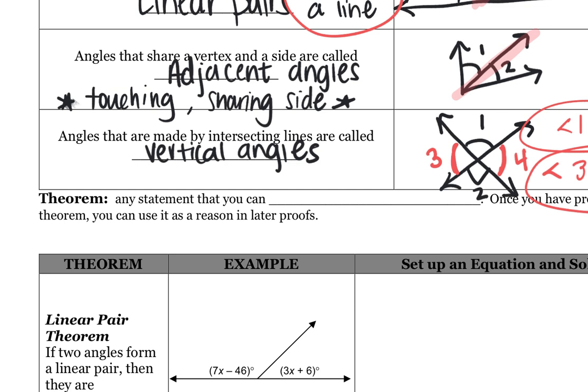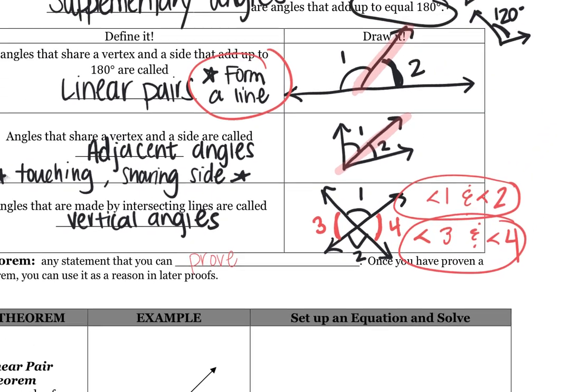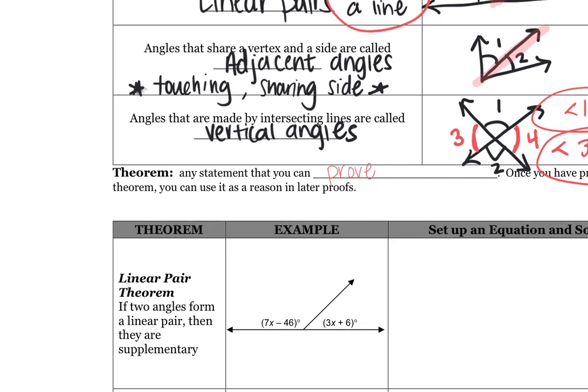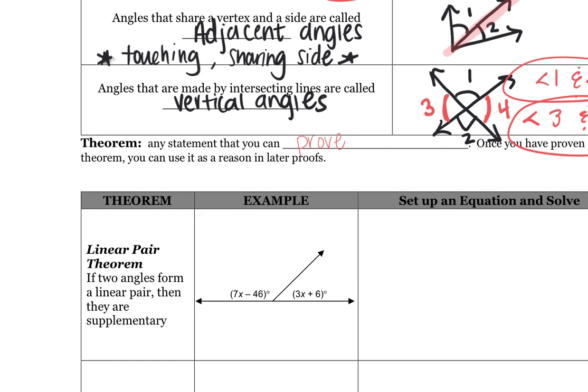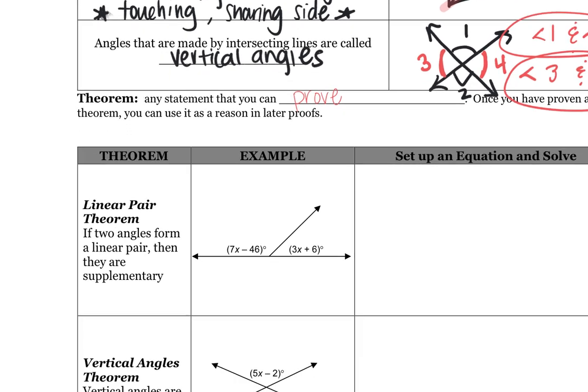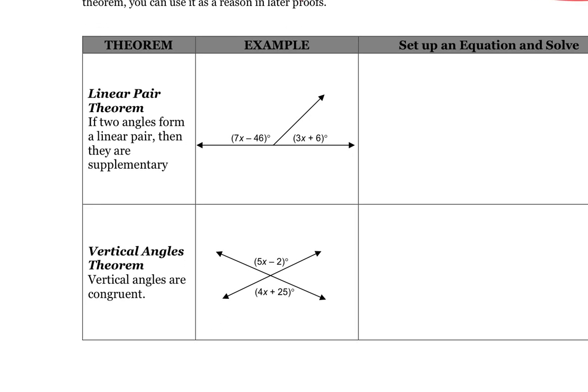All right, so if it's a theorem that you can prove, once you have proven a theorem, you can use it as reasoning for later proofs. So the big picture here for theorem: any statement that you have proved that is correct in geometry or in math, you call it a theorem. Okay, let's look at some theorems here. These are things that have already been proven by other mathematicians.